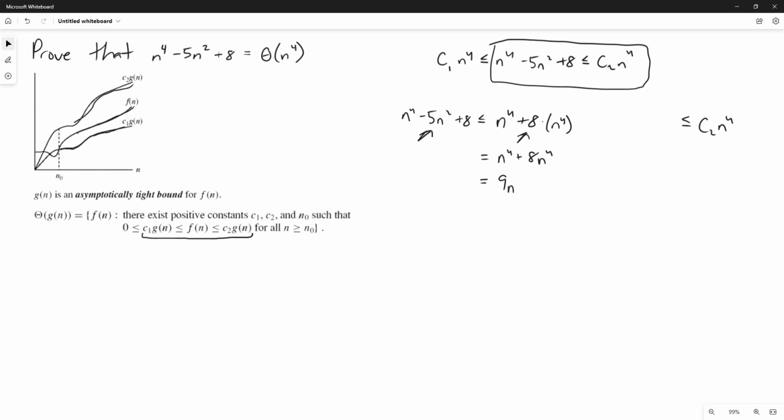So now combine it. Now we have 9n to the 4. And you know you're done because you have C2, which is a constant number, and n to the 4. So our 9 is our C2. And to get your n naught, this is when you add the number. So we only added n to the 4. We're assuming that this number is positive, greater than 1, because we need this left side to be less than or equal to this right side, and our input can only be greater than or equal to 1.